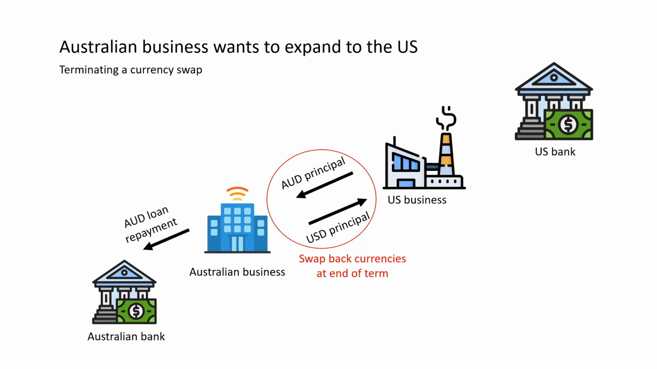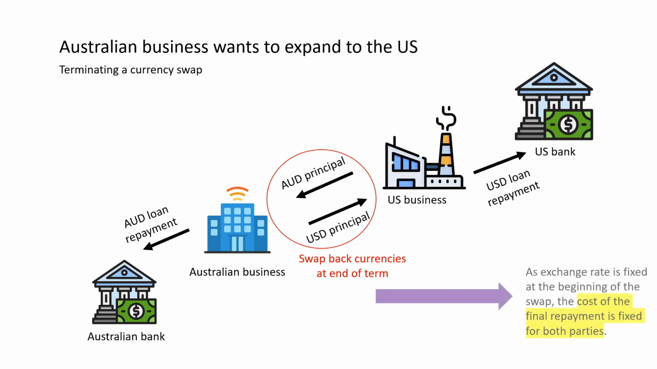And then the Australian business uses the AUD the US business gave them to pay off the Australian bank, and vice versa. And I would just like to clarify again, because the exchange rate was fixed in the beginning because of the forward exchange contract, the cost of the final repayment for both parties is fixed.